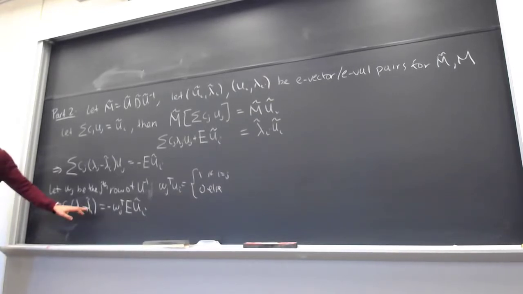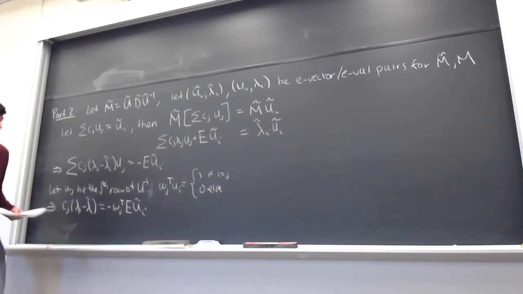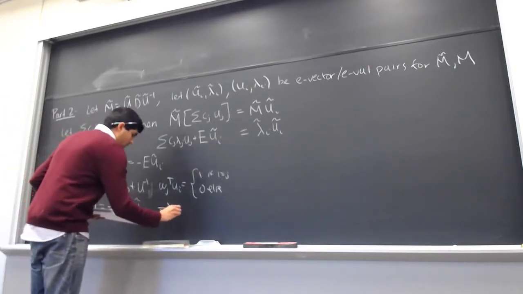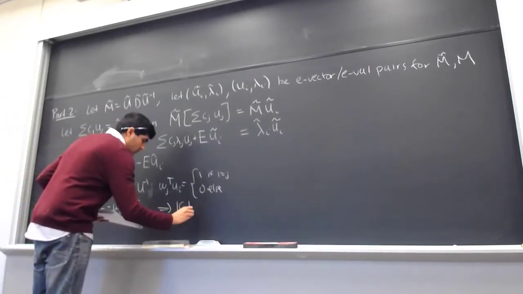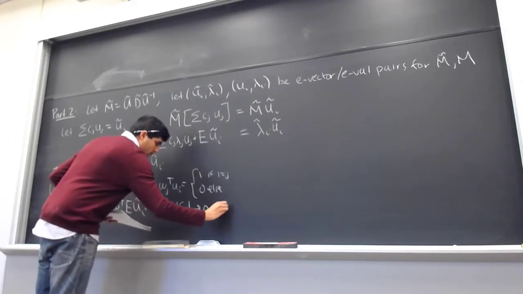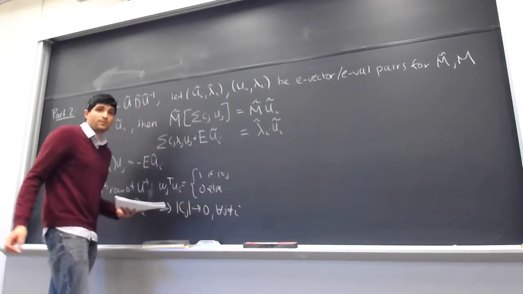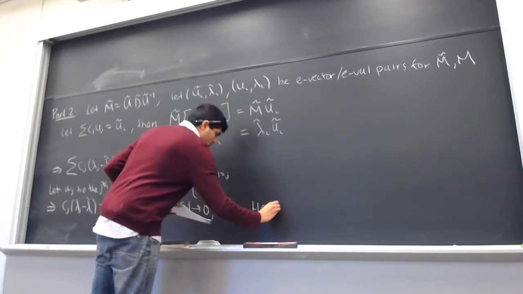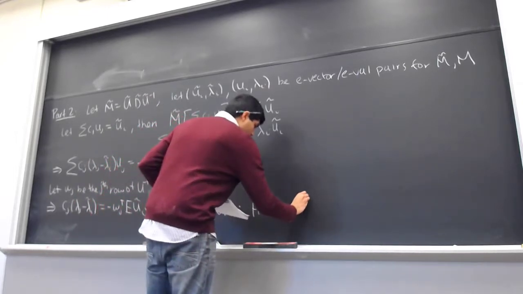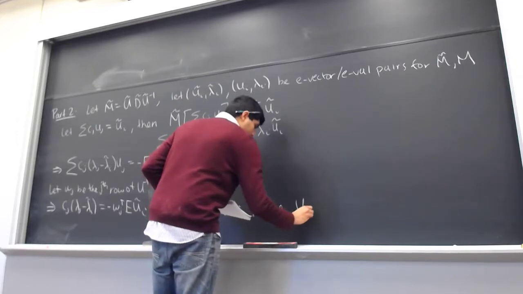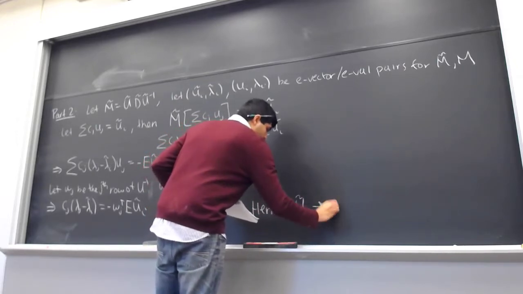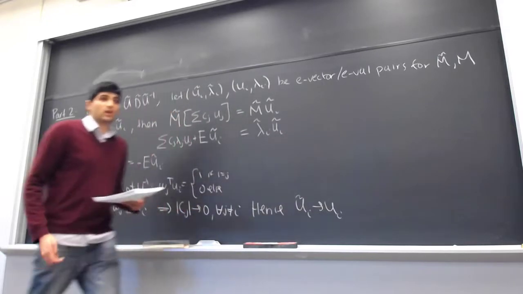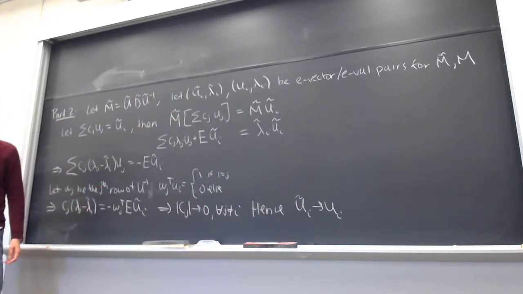We can do this for any j not equal to i, because that's when we have a lower bound on what this magnitude can be. So what this implies at the end of the day is that Cj goes to 0 for all j not equal to i, and hence we get that the eigenvectors converge.